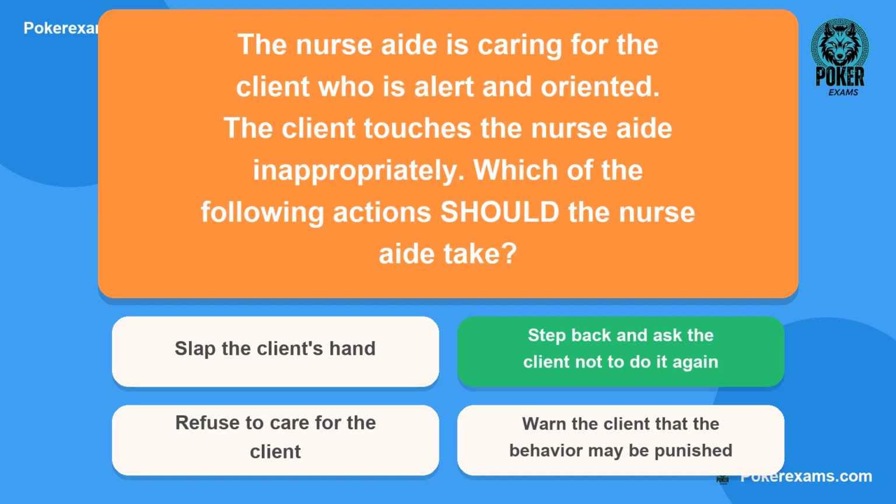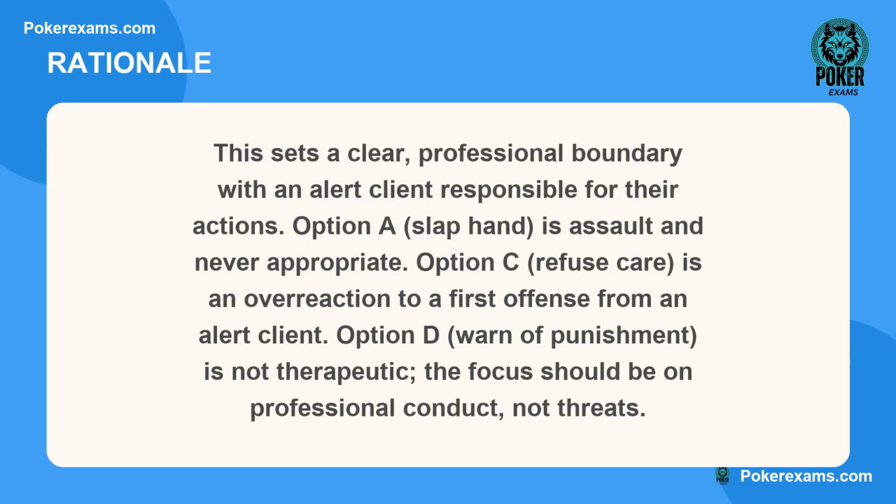The correct answer is B. Here is why. This sets a clear, professional boundary with an alert client responsible for their actions. Option A, slap hand, is assault and never appropriate. Option C, refuse care, is an overreaction to a first offense from an alert client. Option D, warn of punishment, is not therapeutic. The focus should be on professional conduct, not threats.